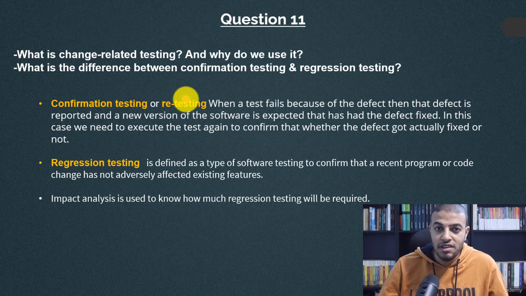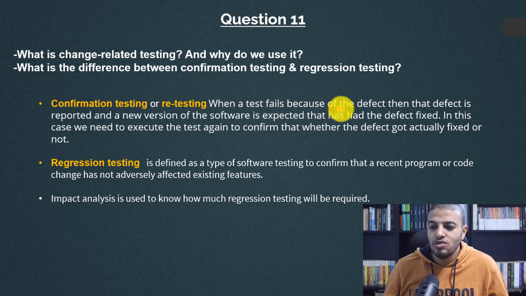So when you find a defect, like we explained in the defect lifecycle, after the developer fixes this defect, you perform confirmation testing or retesting in order to make sure that this defect is fixed correctly. So like we see here, when a test fails because of the defect, then the defect is reported and a new version of the software is expected that has the defect fixed. In this case, we need to execute the test again to confirm whether the defect got actually fixed or not. This is confirmation testing or retesting.